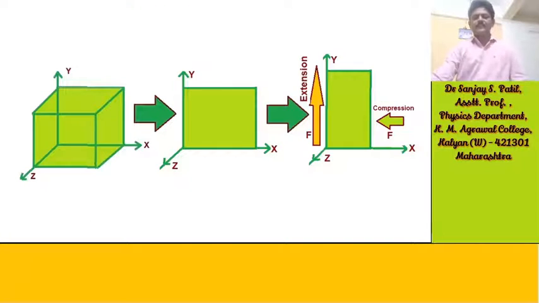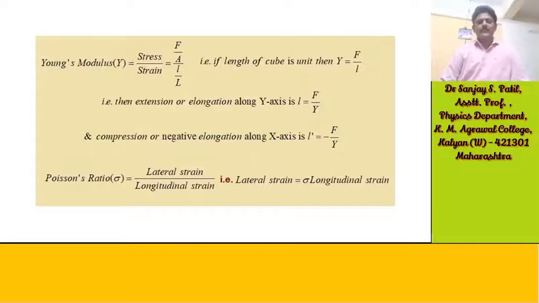For the sake of simplicity and understanding, we are taking only one face. This is the one face of the cube which we have taken into consideration. So along x-axis compression takes place and along y-axis extension takes place. This is the figure for the sake of clarity.